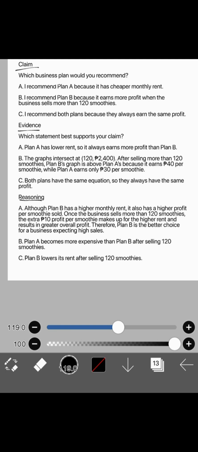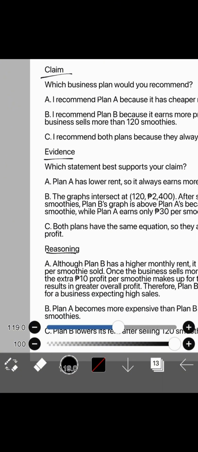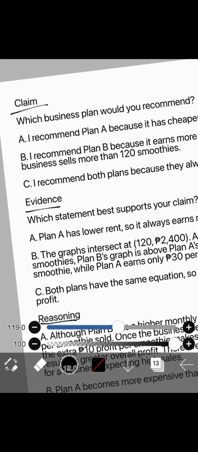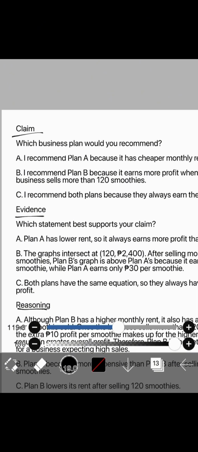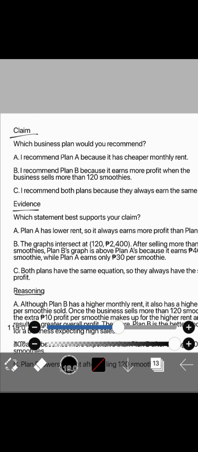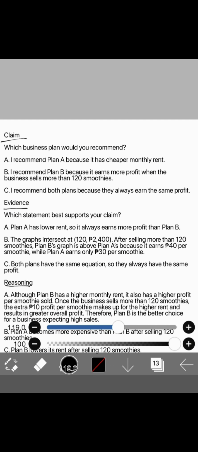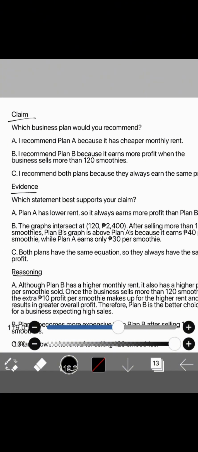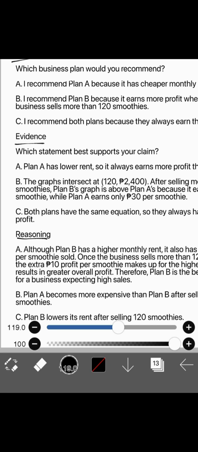Okay, since we've explained our business proposal and both of the plans, let's move on to our CER, or claim, evidence, and reasoning. So for every claim, evidence, and reasoning, you have to answer the question. The first question is, which business plan would you recommend? A, I recommend plan A because it has cheaper monthly rent. B, I recommend plan B because it earns more profit when the business sells more than 120 smoothies. C, I recommend both plans because they always earn the same profit.